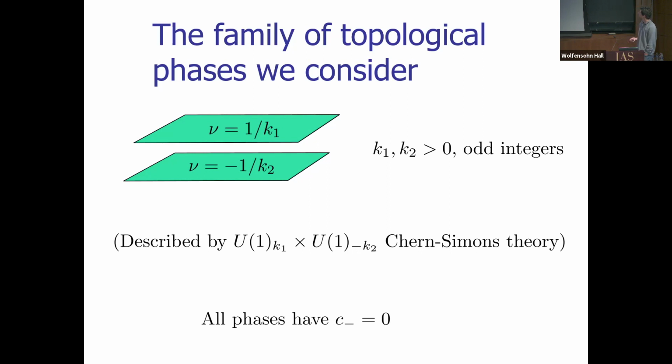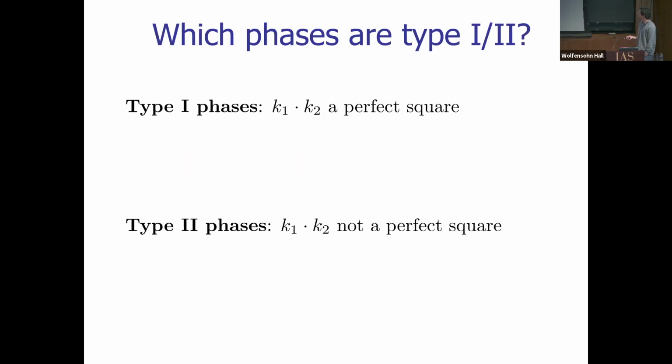Okay. So first I should tell you, of this class of phases, which ones are type one and which ones are type two. So I'll just tell you kind of the answer. It may seem a little bit mysterious, but it turns out the type one phases, those whose edge can be gapped, are the case where K1 times K2 is a perfect square.